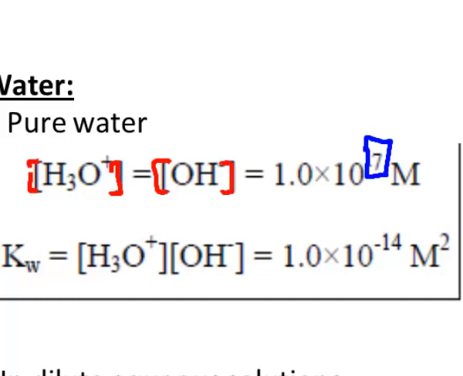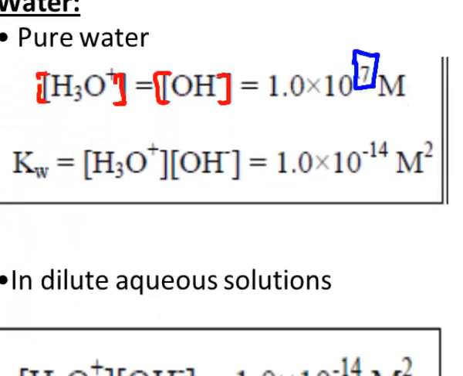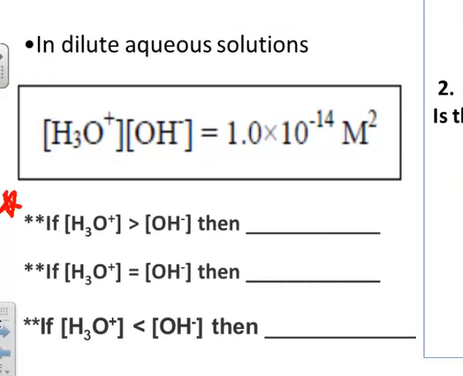And we definitely want to remember these. And there's some stars, but I'll go ahead and make another star. So if the hydronium concentration is greater than hydroxide, then that means we've got a lot of hydrogen ions floating around, which means we'll have an acidic solution. Okay, so it is acidic.